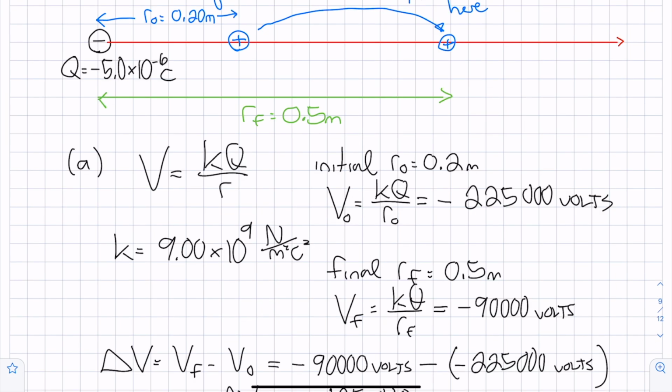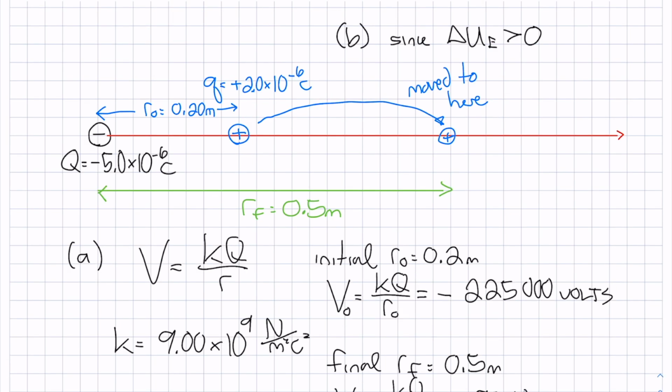Now for part B, you can see here that since the change in potential energy was greater than 0, energy needed to be added in order to move the charge. In other words, in order to move the charge further away from the negative charge, we would have to actually put energy in and physically pull on that positive charge to move it away, because to overcome the attraction to the negative charge.